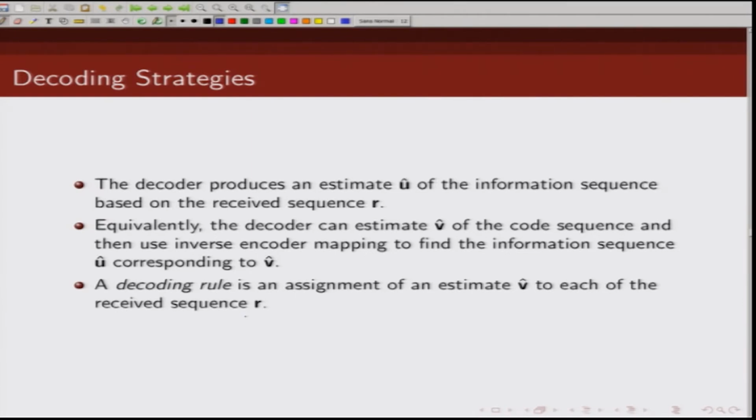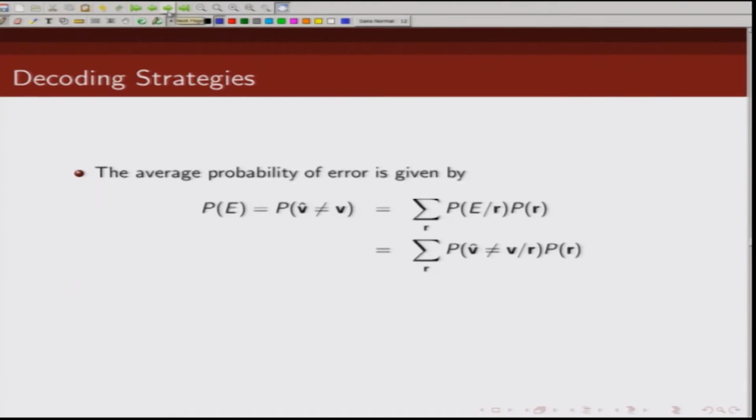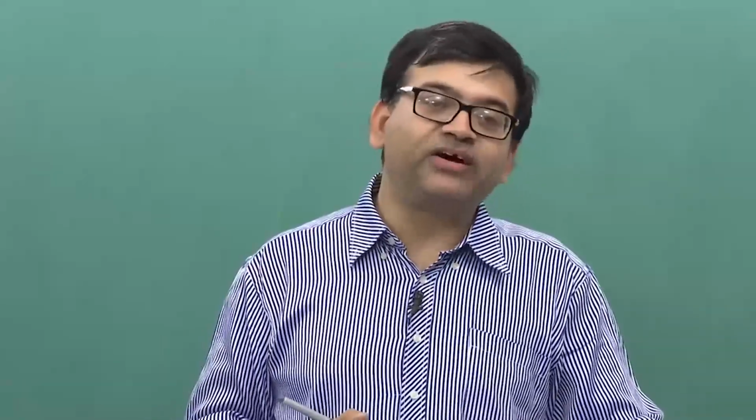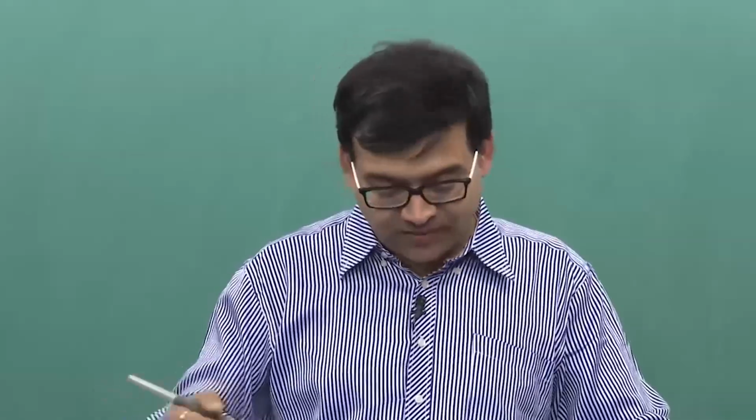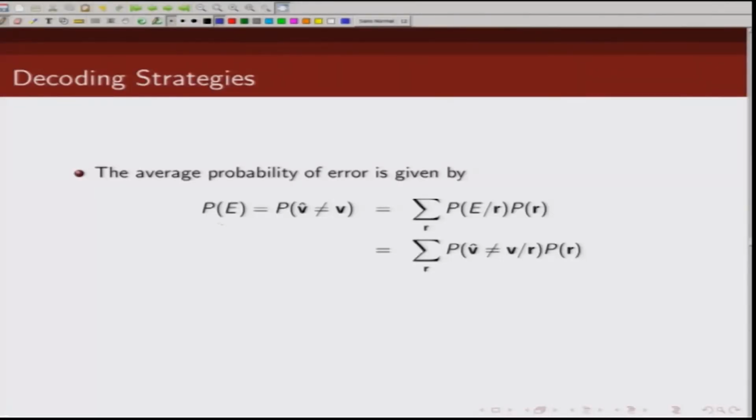So, we have to decide what rule or what logic we should use when we get a receive sequence R, and how we assign that receive sequence R to a particular code word. Now, one of the policies we can use is to minimize the probability of error. Now, when does an error occur? When my decoded sequence is not the same as my transmitted sequence. So, my probability of error is the probability that my estimated sequence, which I denote by V hat, is not the same as V.